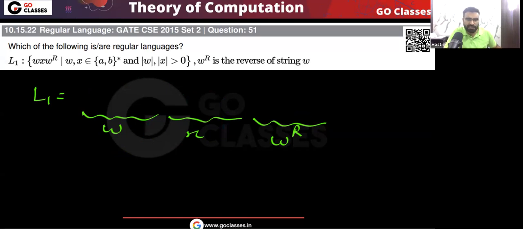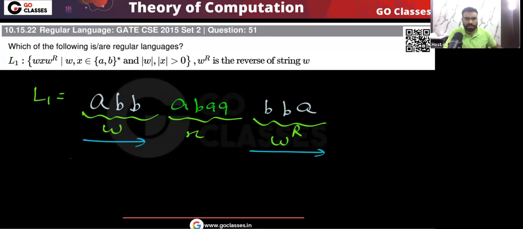So tell me, does this language have infinite matching? Does it have infinite possibility of matching? Because if you put W here, then you have to put W reverse here, and X can be anything. So can I say there is infinite matching here? Let me know.